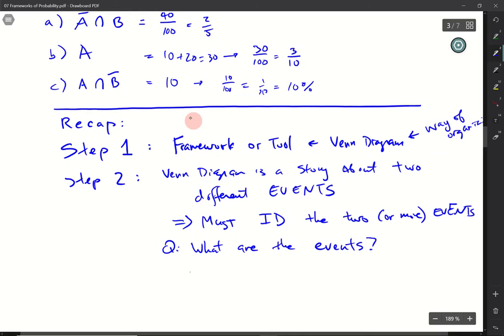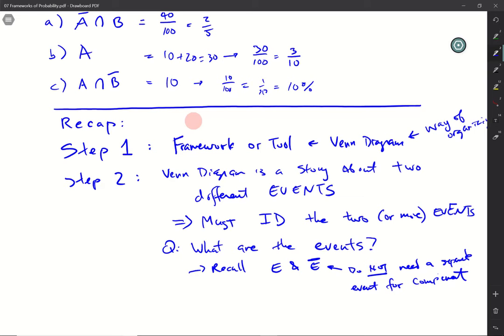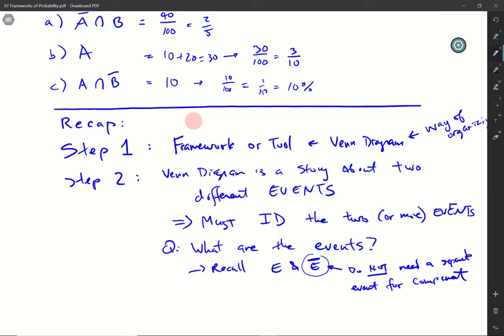And then, just recall, E and E complement. So you do not need a separate event for the complement. Okay, once you identify the one set, you can get the complement kind of for free. Okay, so you don't need a separate set for the complement.